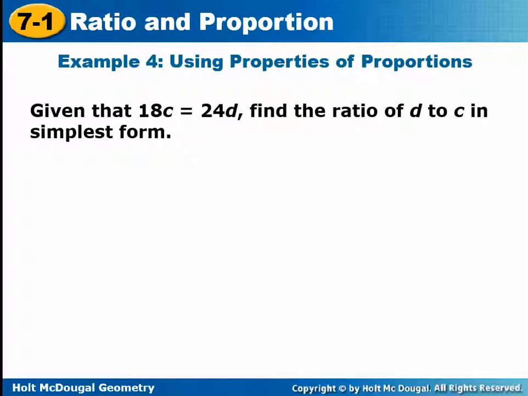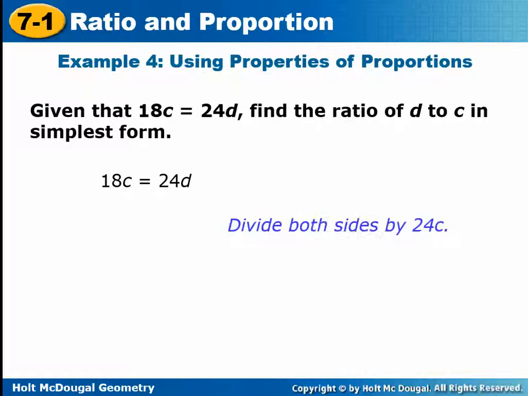Okay, so in this problem it says, given that 18c equals 24d, find the ratio of d to c in simplest form. So here's how you're going to do that. You're going to write that out and divide both sides by 24c. You might be thinking, what? Remember, we want it to be d over c. So if I divide both sides by the number next to the d, that'll get rid of the 24. And to get rid of the c, I'll divide by c.